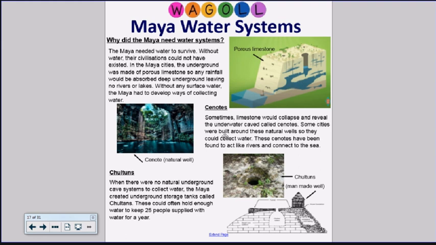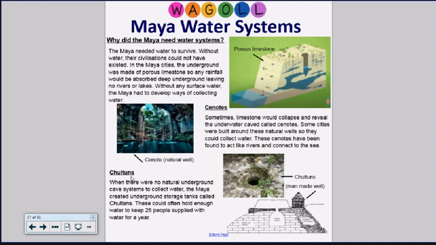Then I've done a brief paragraph about cenotes. So sometimes limestone would collapse and reveal the underwater cave called cenotes. So think of them as a natural well, or it's been formed by a sinkhole basically. Some cities were built around these natural wells so they could collect water easily. These cenotes have been found to act like rivers and connect to the sea, because of that tide that we talked about. And then including a picture of a cenote there.